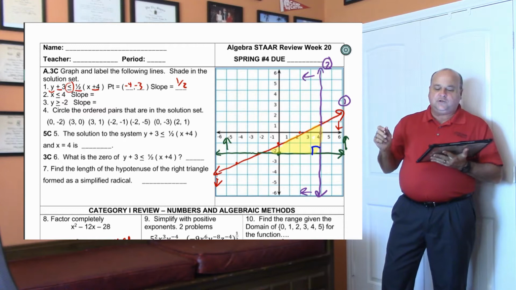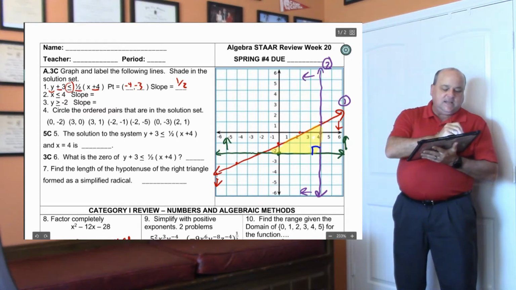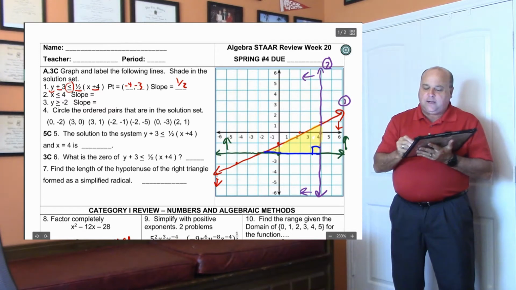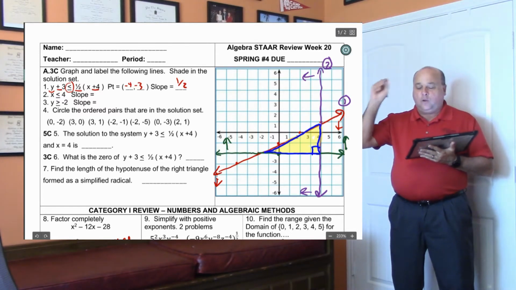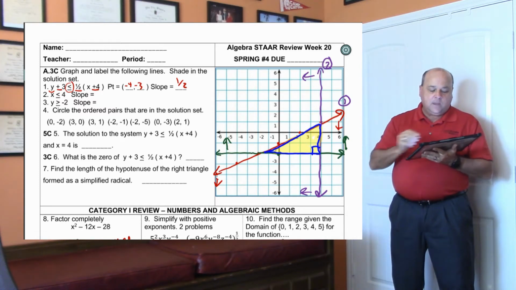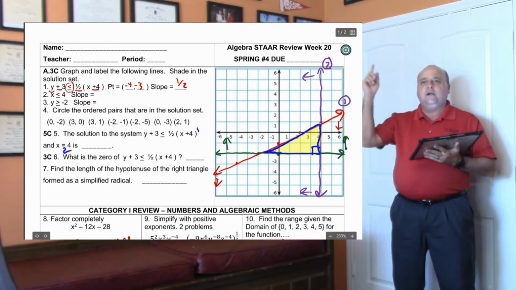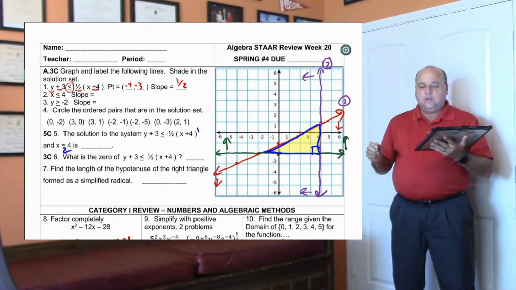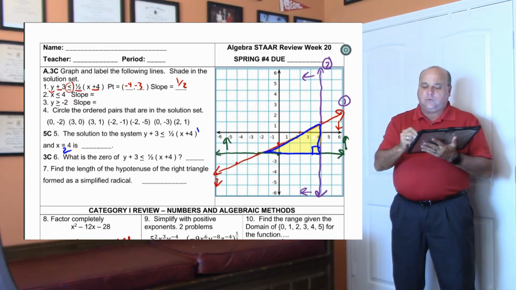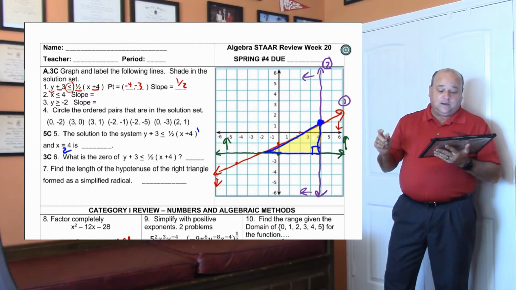Circle the ordered pairs that are in the solution set. I'm going to let you do that on your own. So if it is touching the triangle, which is right here, if it's touching an edge of the triangle, or if it's in the yellow shaded part, you would circle it. I'm not going to do that for you. Okay, this one right here, the solution set to this one and this one, where does number 1 and 2 cross? Number 1 and 2 cross right here. I'm going to let you write down that ordered pair. I'm not going to do that for you.